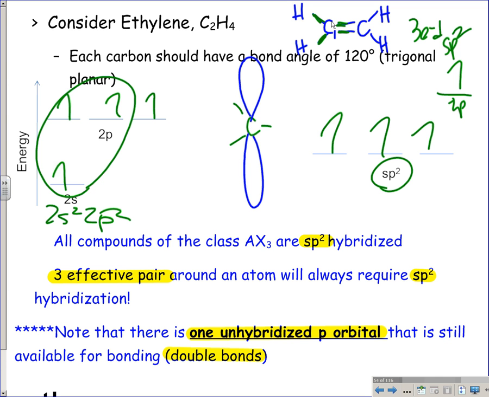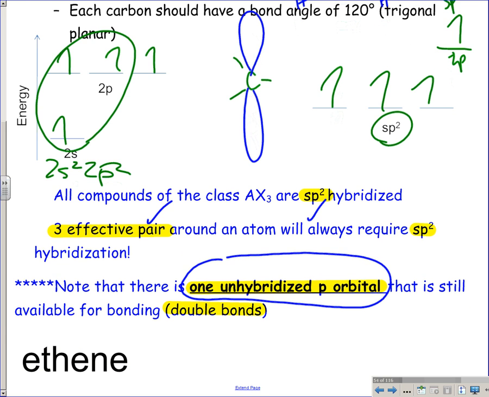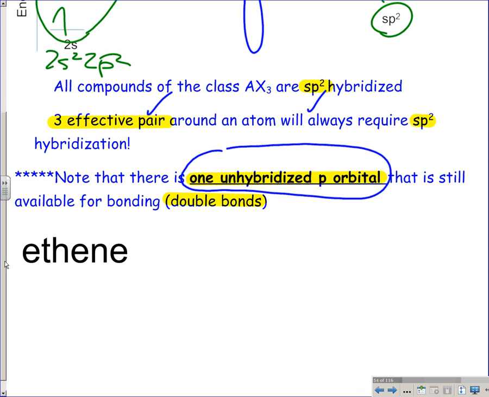I'm going to draw you a picture of this better in just a second. So you need to know 3 effective pair, sp2 hybridized. And there's 1 unhybridized p orbital that is allowing for multiple bonds. So I'm highlighting the important parts here for you guys, okay? I'm going to show you the other one in just a second. They're identical, so they hybridize identically.